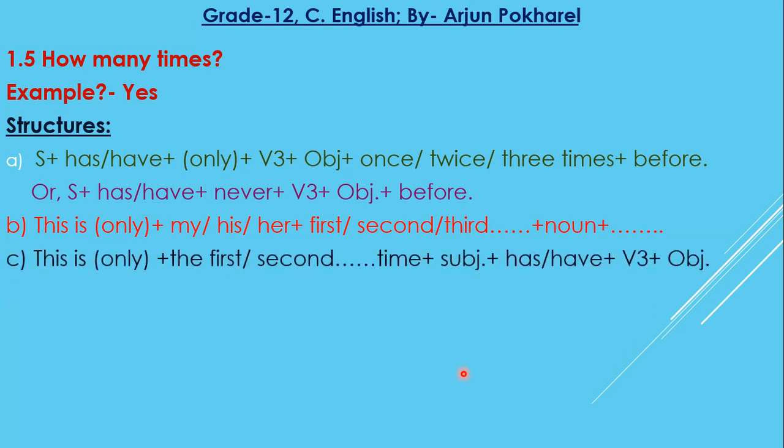And the third structure is: this is only the first, second, third, fourth or fifth time plus subject plus has/have plus p3 plus object. For example, I have been to Pokhara. I have gone to Pokhara. These three structures are there for how many times.